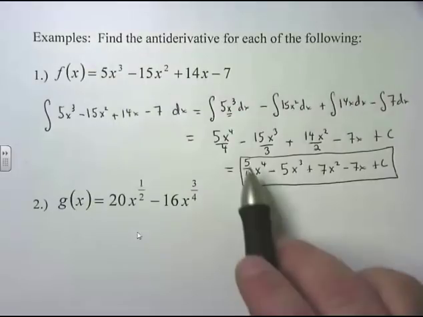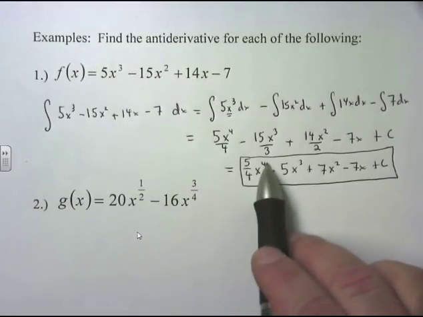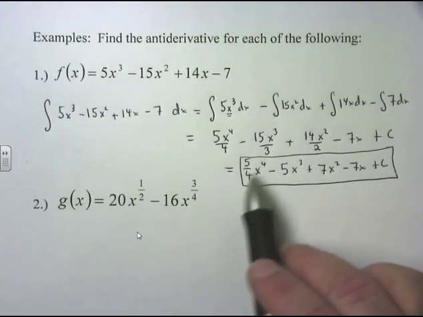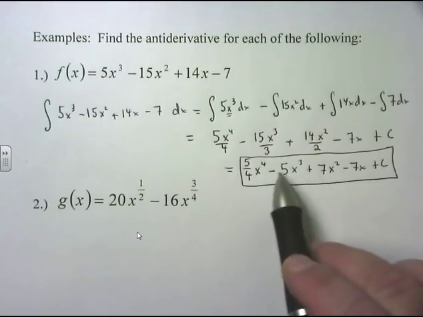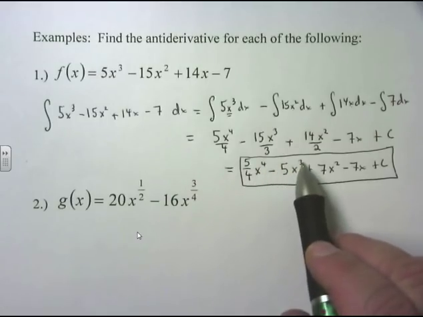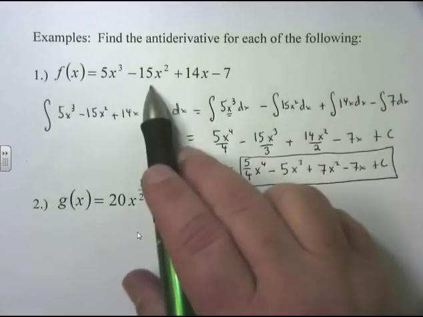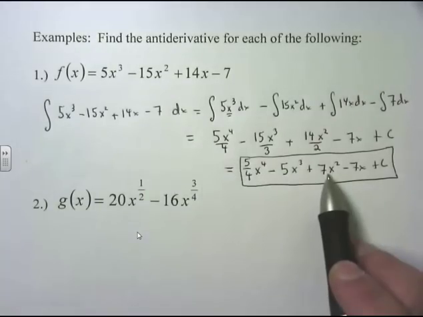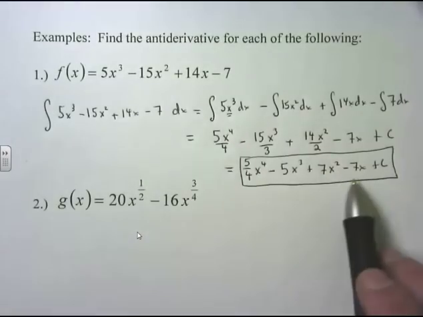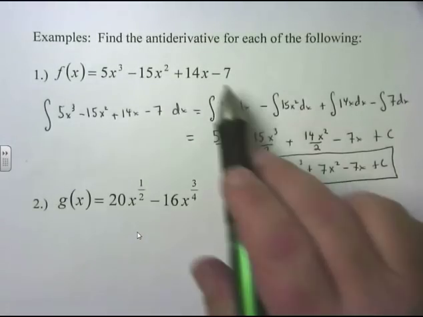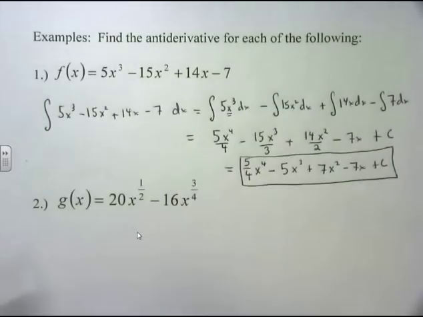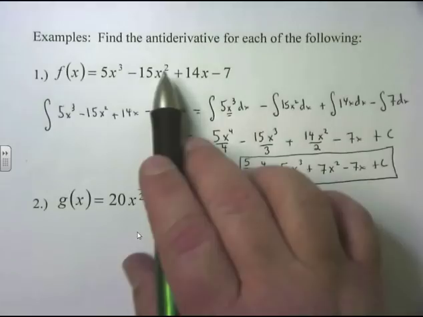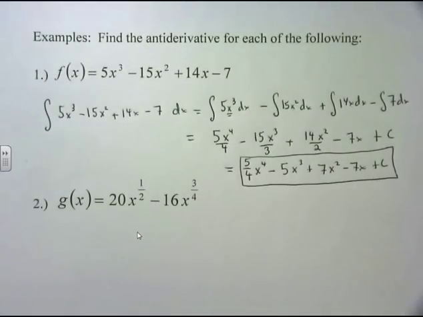Well, let's see. 5/4 x to the 4th. Derivative of that, bring down the 4. The 4's cancel. And x to the subtract 1, 3. That'll be 5x cubed. Minus the derivative of 5x cubed is going to be 15x squared. That matches up. Plus the derivative of 7x squared is going to be 14x. That matches up. The derivative of minus 7x is minus 7. That adds up. And the derivative of a constant is 0, so that went away. So when I took the derivative of this guy, I got my original answer back. It's a great way of checking.